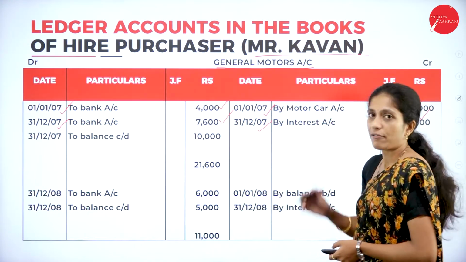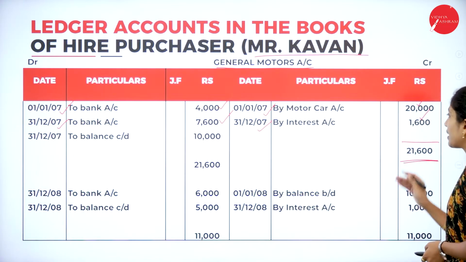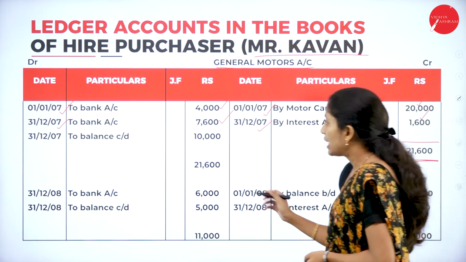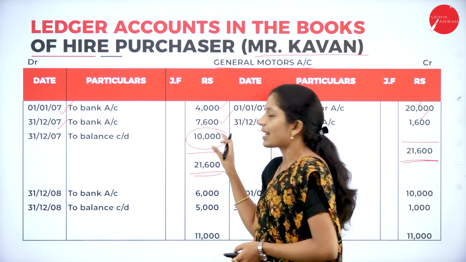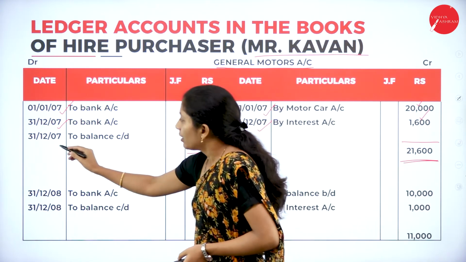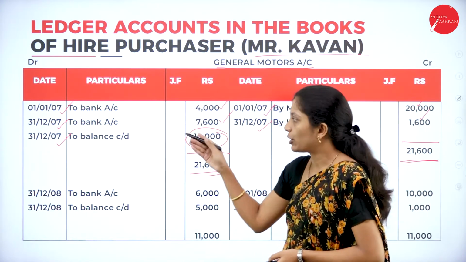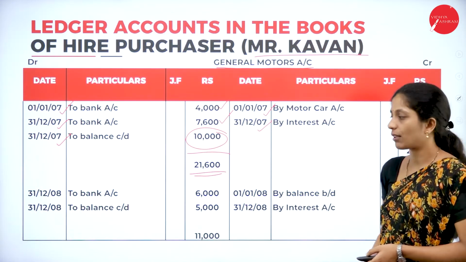Now as usual, you have to balance both sides. When you add the debit side, you get 21,600, whereas on the credit side you get a balancing figure of how much? 10,000. So this 10,000 has to be carried down for the next year. So write 31/12/07 to balance carried down. How much? 10,000. That is the balancing figure.